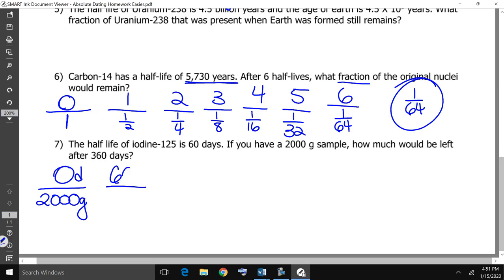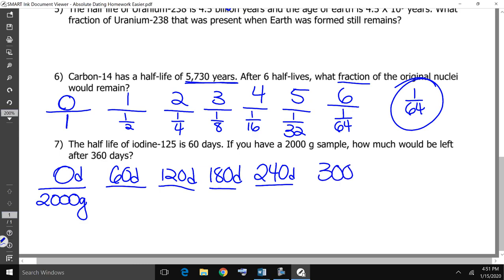So, 60, 120, 180, 240, 300, 360. Okay, again, I'm adding 60 every time.